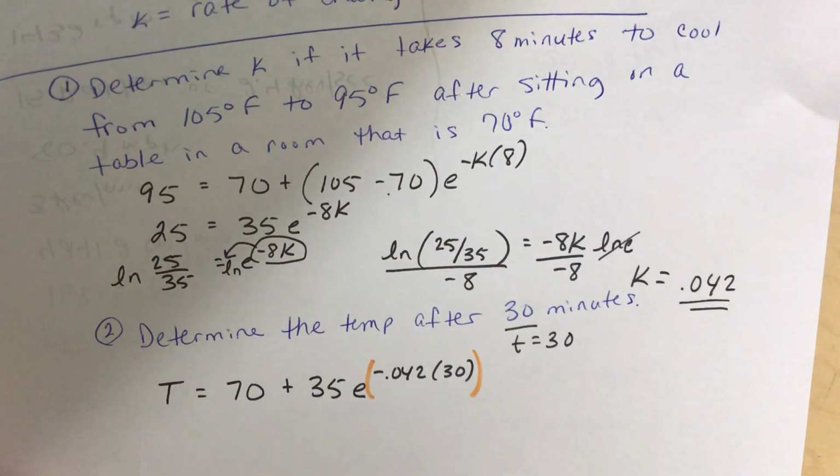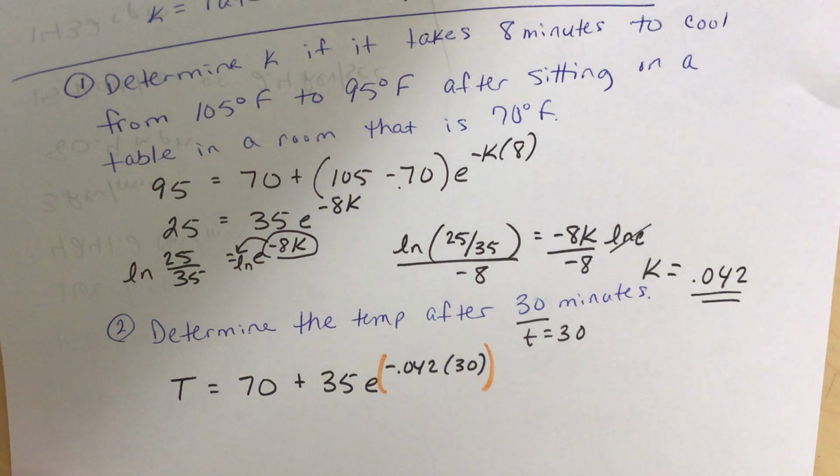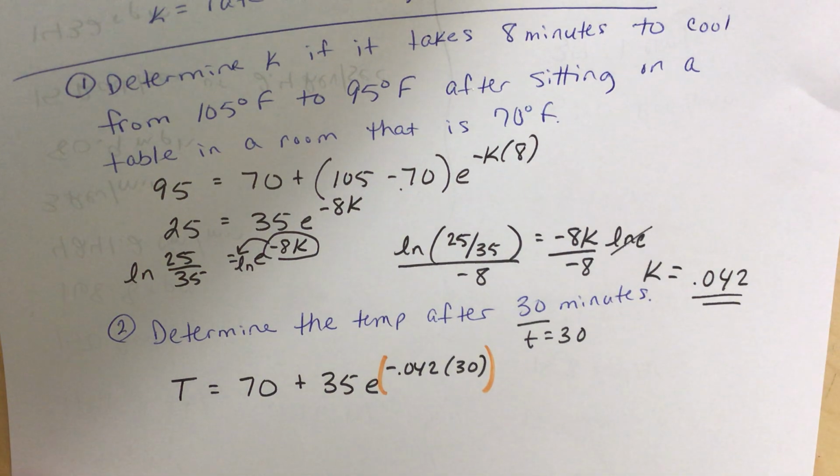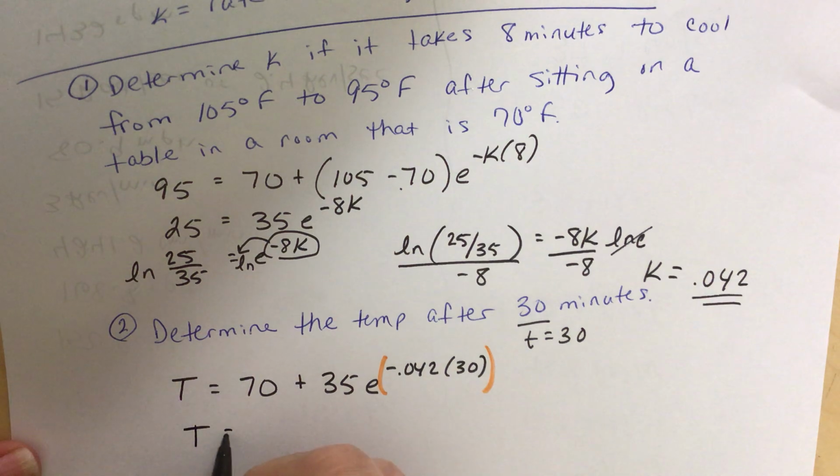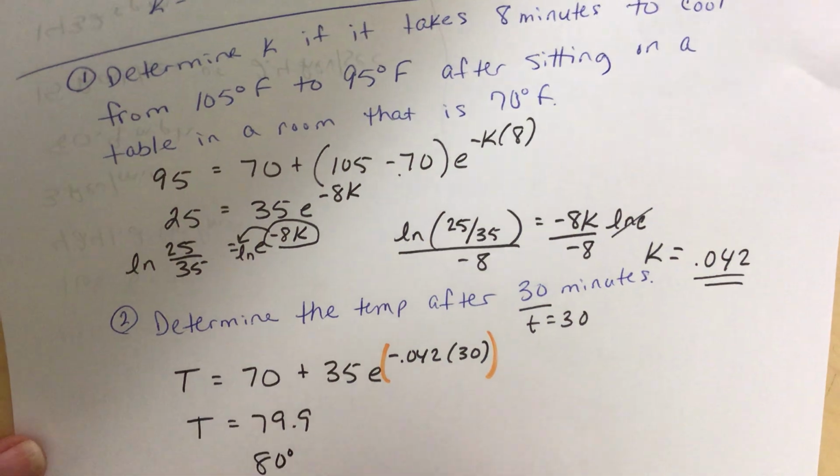So remember, when you put this in your calculator, you need the beginning and the ending of your exponent. Okay, so I'm just going to do 70 plus 35 times e to the power of negative 0.042 times 30, and that gives me a T of 79.9, so approximately 80 degrees Fahrenheit.